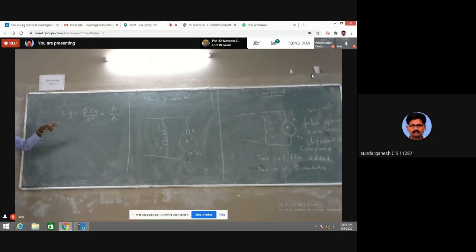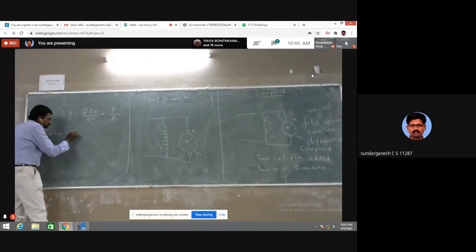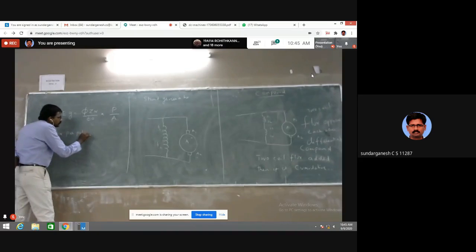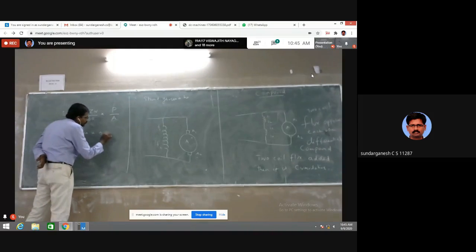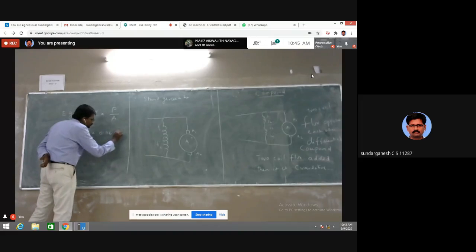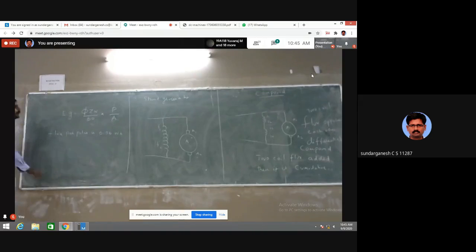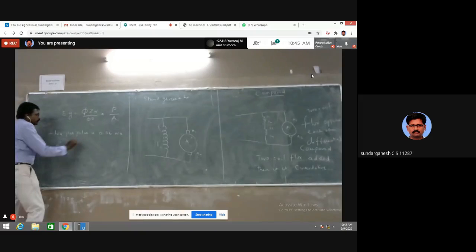For lap winding, A equal to what? Wave winding, A equal to what? So I will give you a problem. The flux per pole. They will give flux per pole. They will not give the symbol, they will give only in words. Flux per pole is 0.06 Weber. So Z, I have already told, is the number of conductors. Z is equal to 480.